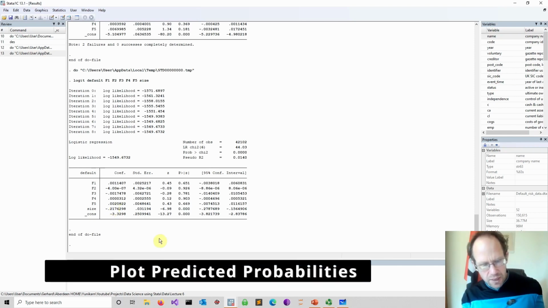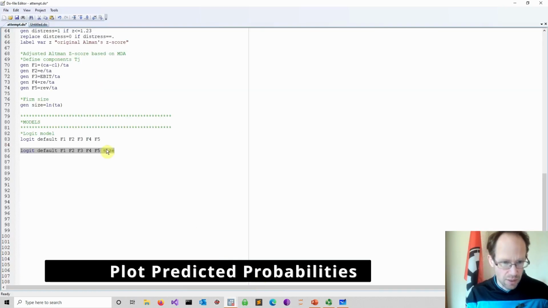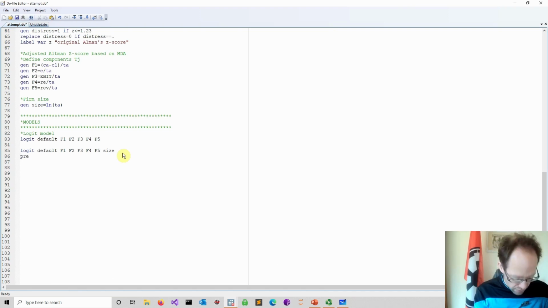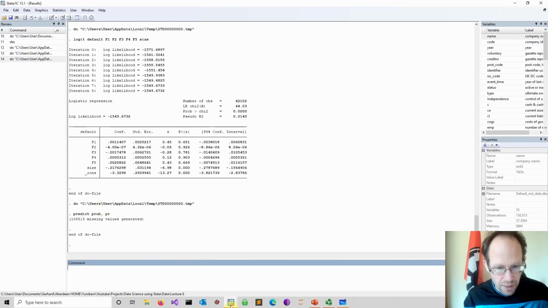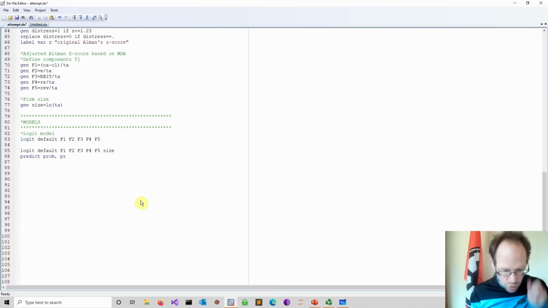Now, very often when I do these models, I like to visualize it. So a nice way to do this is to predict the probability of default, or the probability of any positive outcome. And I can do this after the logistic model using predict. I call this prob for probability and use the option pr for probability. So I'm just now running this line here, and that predicts my probability.